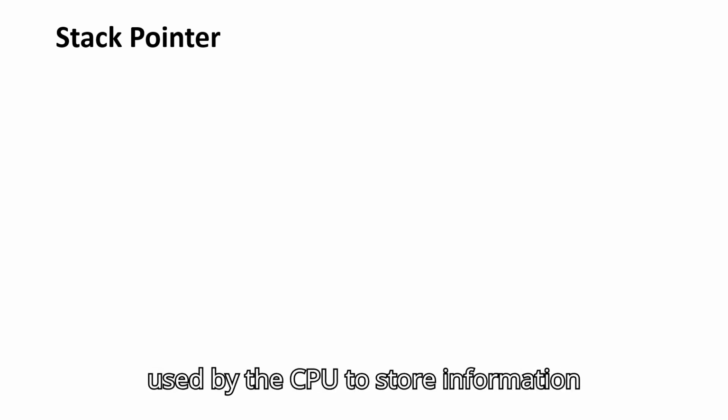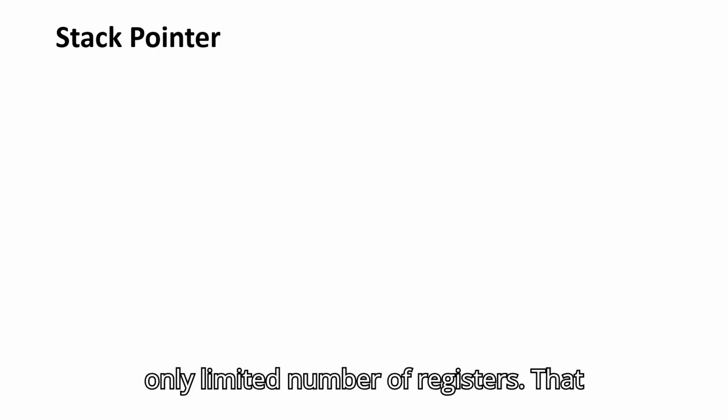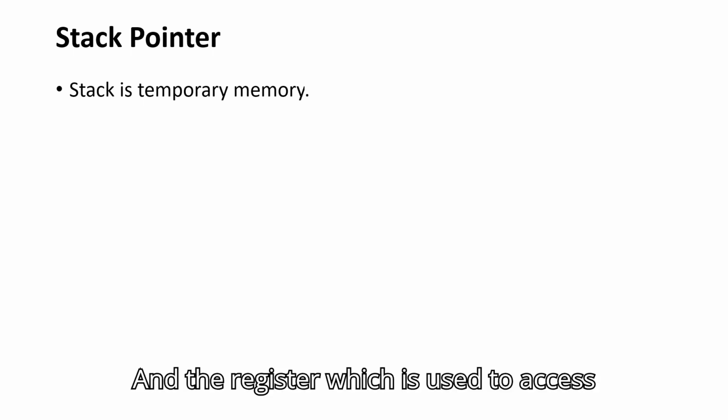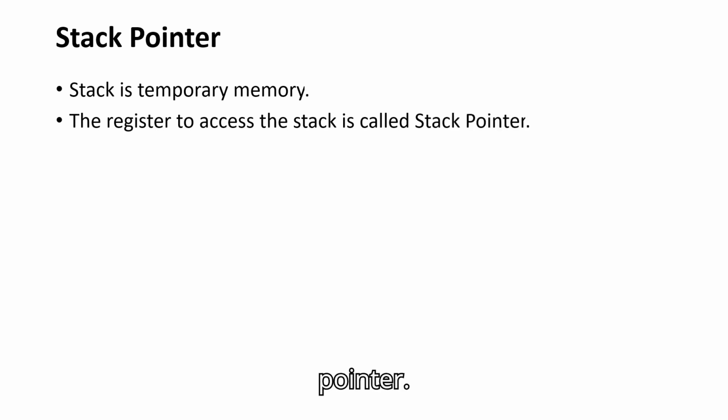The next is stack pointer. The stack is a section of internal RAM used by the CPU to store information temporarily. This information could be data or an address. CPU needs this storage area since there are only a limited number of registers. That means stack is a temporary memory, and the register which is used to access the stack memory is called the stack pointer.